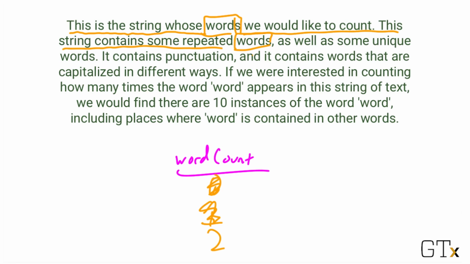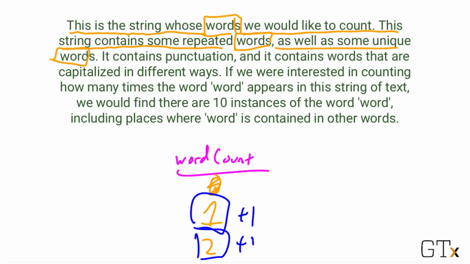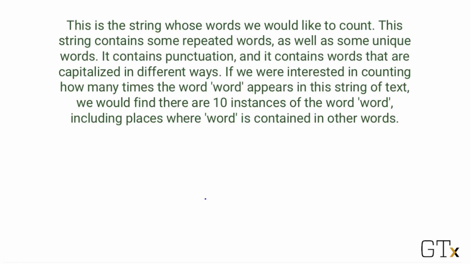But how did we know when we encountered that second instance that we should make it 2 instead of 1? Well, the reason was that our previous value was 1. So we add 1 to the previous value, and that's where we get 2. We encounter another one pretty quick, so we add 1 to the previous value, and we get a value of 3, and so on.